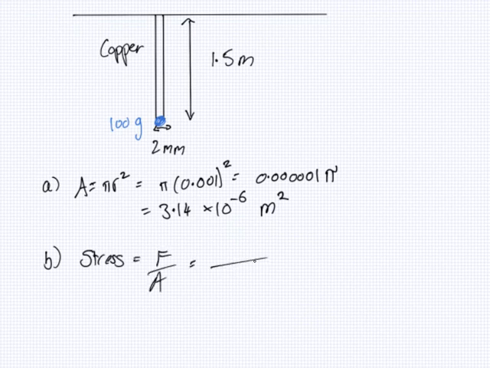Now, we know the area, but we don't know the force. What is it? mg, because it's the weight. So it's m, which is 0.1 times 9.81. So let's type that in.